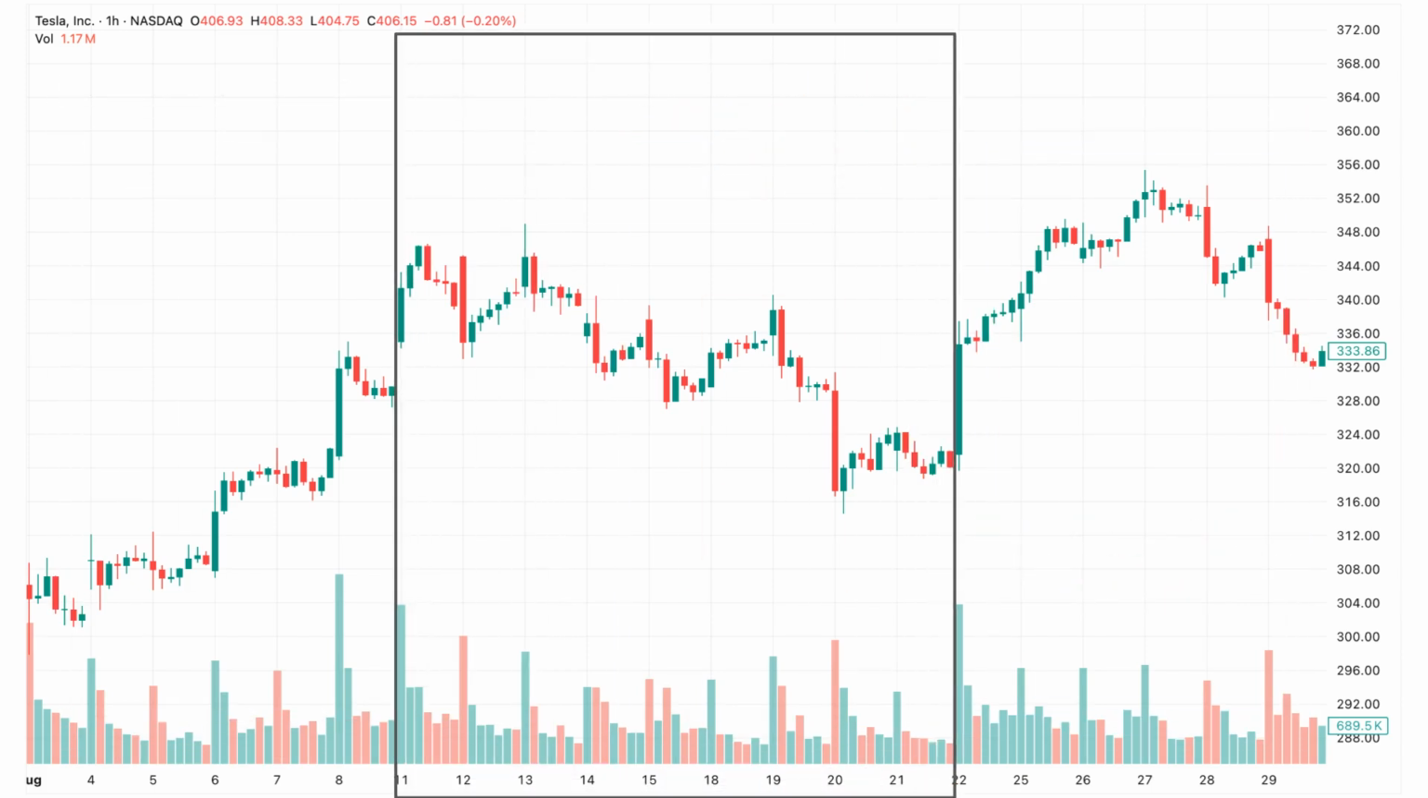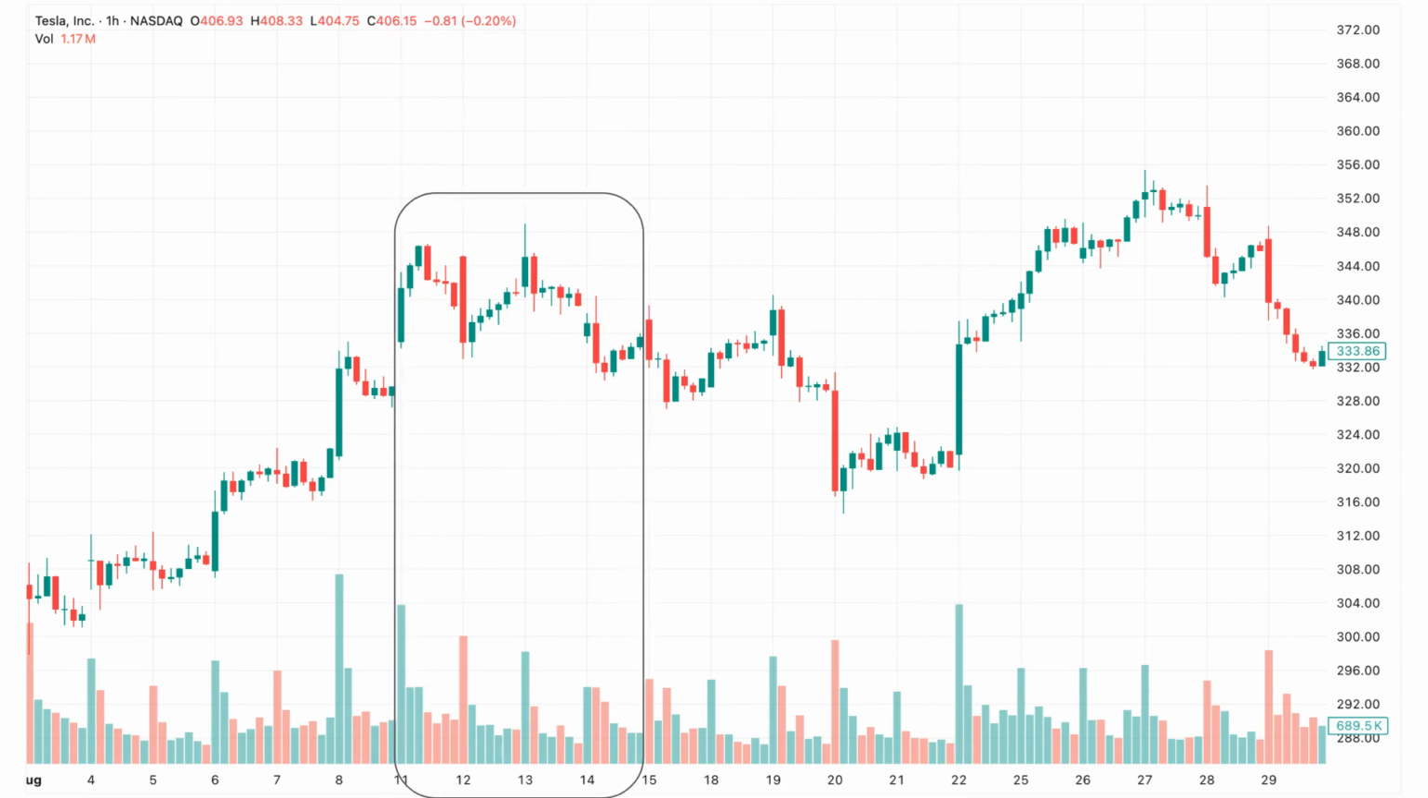Let's zoom into August 11th through 21st, the phase where the setup assembles. 2 pillars to confirm here. Pillar 1. The key level. From August 11th through 14th, Tesla makes 4 consecutive attempts at the $340 to $344 zone. August 11th reaches $340 before closing at $339.